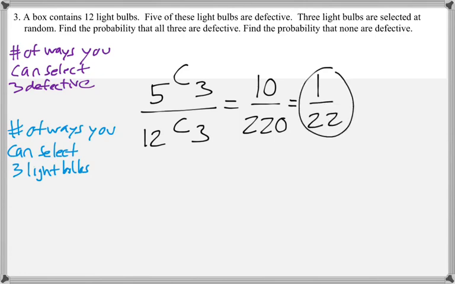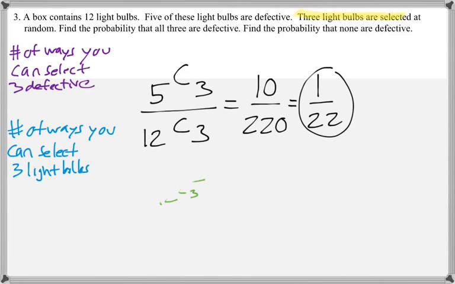Now, just as a quick note, if they had asked us to only select one light bulb, our answer would have been just 5 over 12, because there are 12 light bulbs total, and 5 of them are defective. But because it's asking us to select 3 light bulbs, we need to put a C3 on the end of both of these.